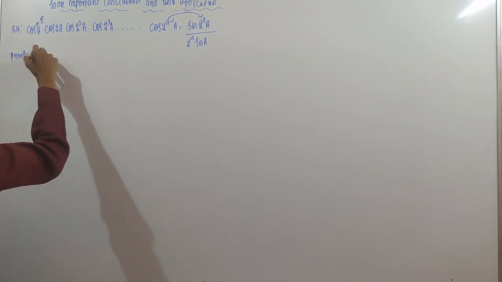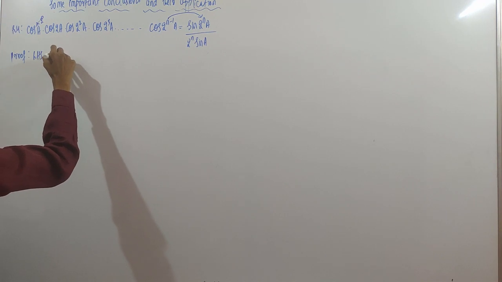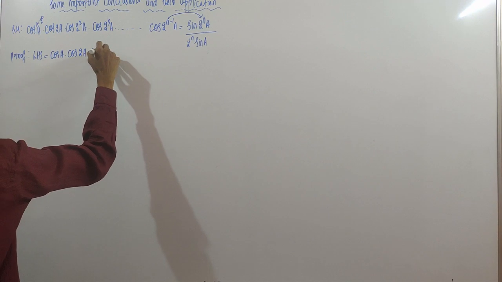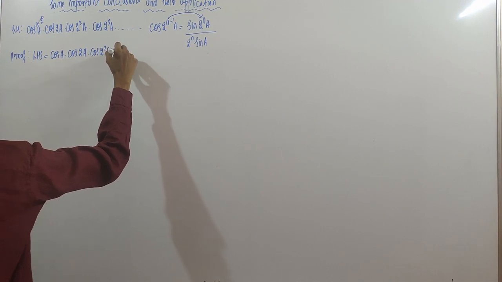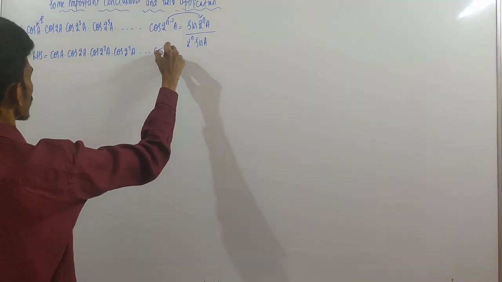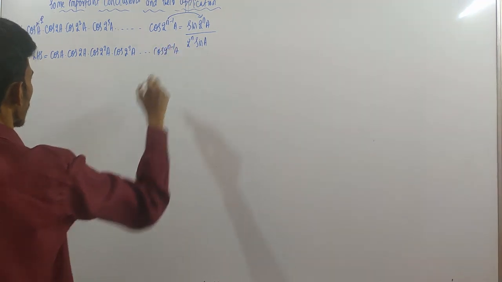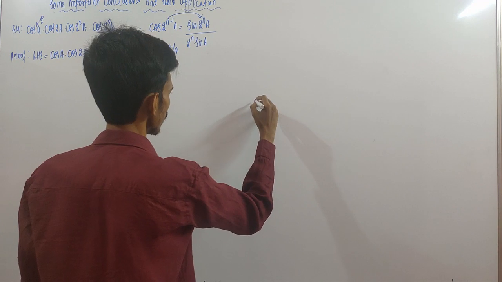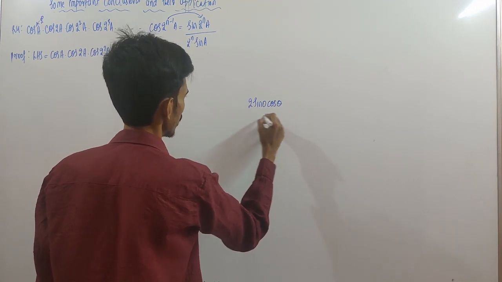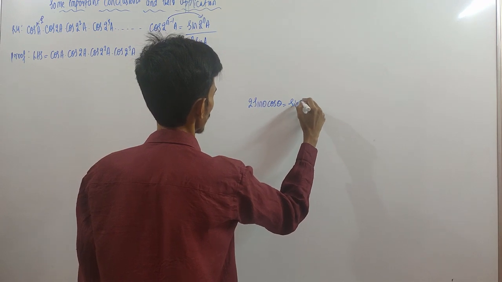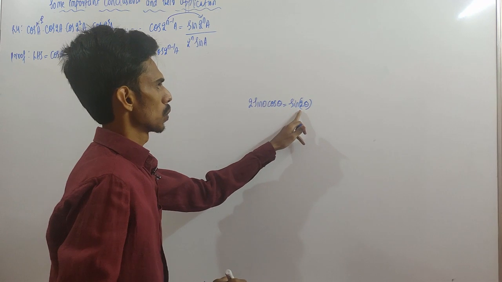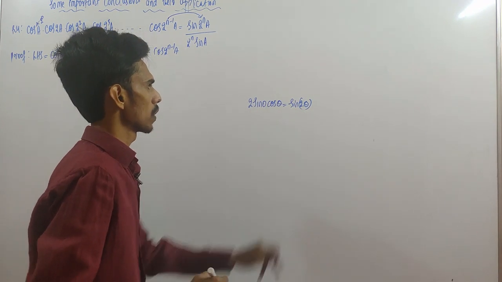Take LHS, that is cos A into cos 2A, cos 2 square A, cos 2 cube A, and so on up to cos 2 power of n minus 1 A. We know that sin theta into cos theta with 2 will become sin 2 theta. We have sin 2 theta equals 2 sin theta cos theta.